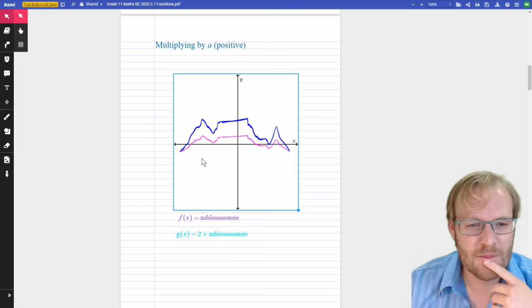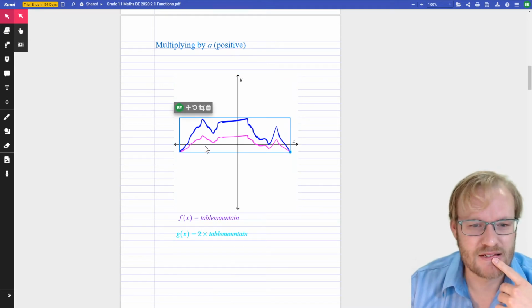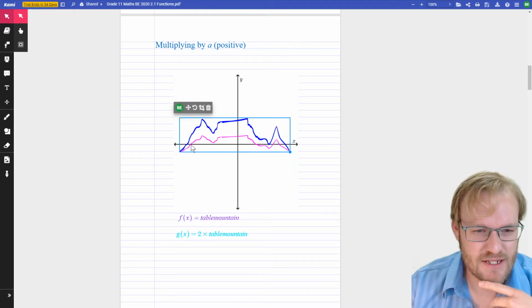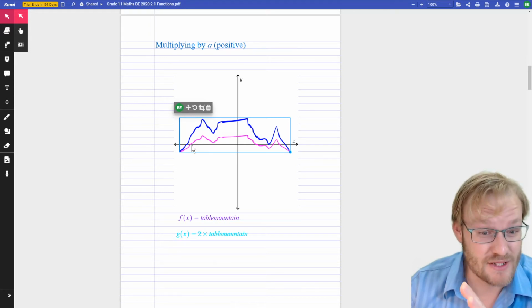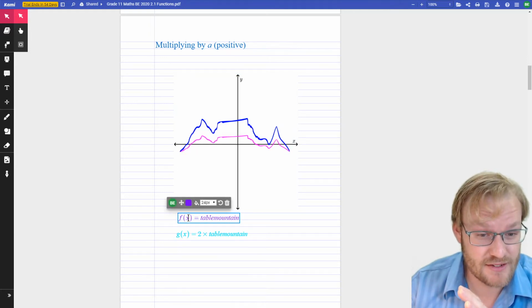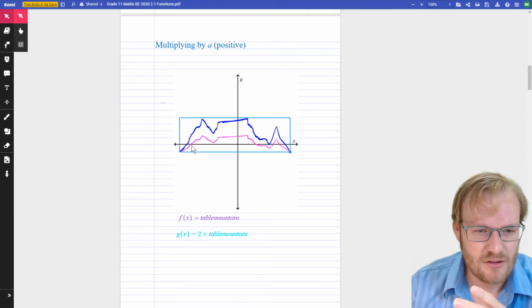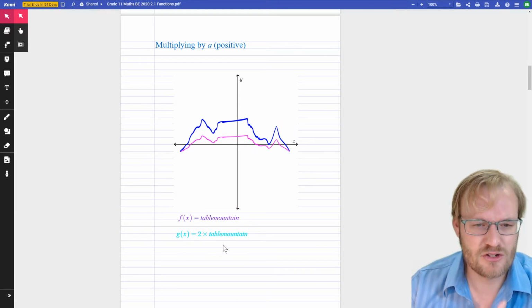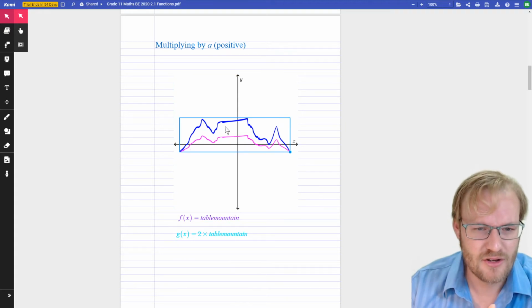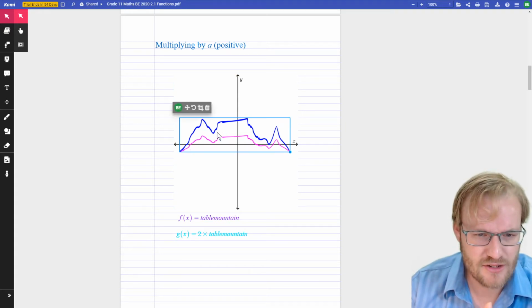Okay, what about the x-intercepts? If this x-intercept is 0, the y value is 0. So the f of x is 0. And g of x is going to be twice as big. Well, surely 2 times 0 is still 0. So that x-intercept here shouldn't have changed.